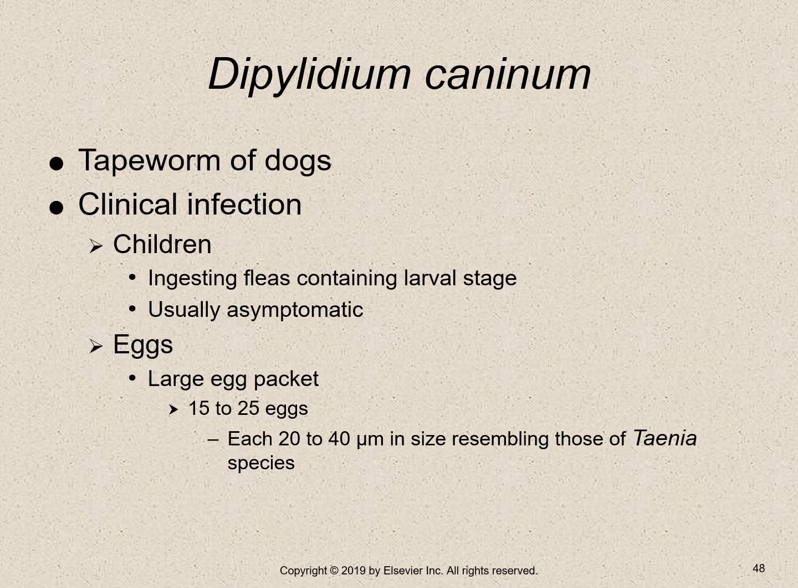Dipylidium caninum is the tapeworm of dogs, and humans serve as an accidental host. Children are usually infected by ingesting fleas containing the larval stage, which result in infections that may not cause any symptoms. The proglottid may be seen in human stool samples and is characterized by a pumpkin seed shape and the presence of two genital pores, one on each side of the proglottid. But the eggs are characteristically seen, and they're observed in packets of 15 to 25 eggs, each egg measuring 20 to 40 micrometers in size and resembling those of Taenia species.